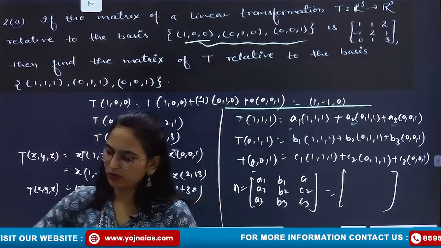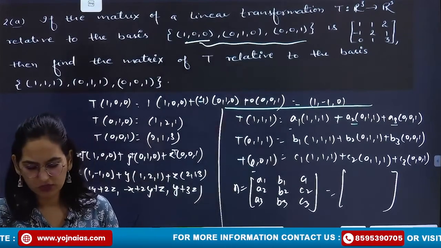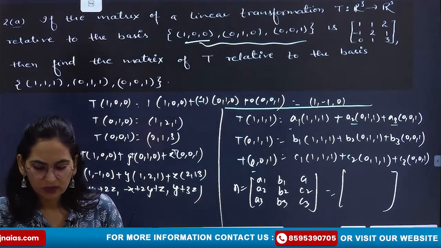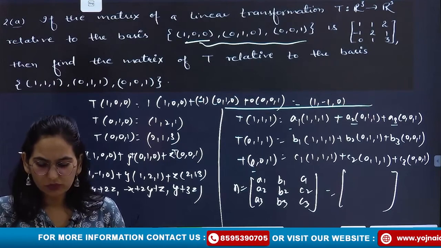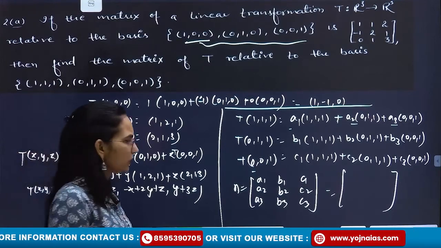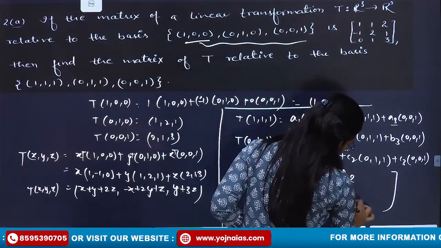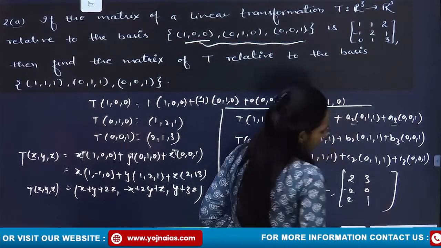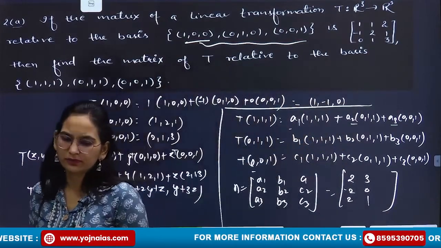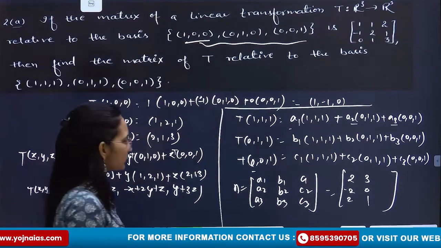Let me tell you what the answer is, because you need to solve it. The solution would be on your part. I would discuss only the conceptual part. So this turns out to be 2, minus 2, 1, minus 2, plus 1, minus 1, 2.